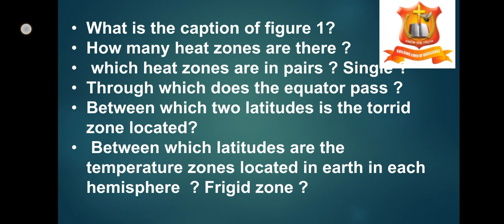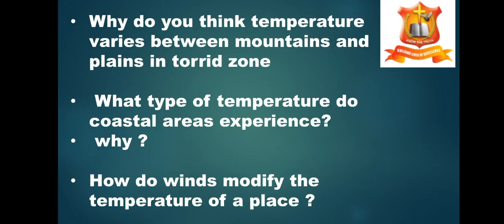Now here is another question: why do you think temperature varies between mountains and plains in the torrid zone? The mountains are cooler than the plains because the temperature falls as the height increases. Therefore, the high mountains or hilly regions have lower temperature and plains have higher temperature all over the world. If you have been to a mountainous area, I hope you would have experienced that.